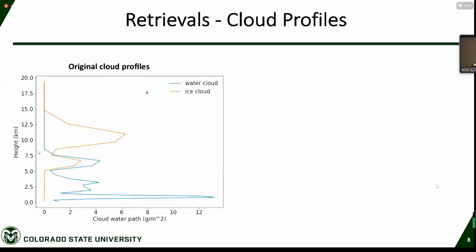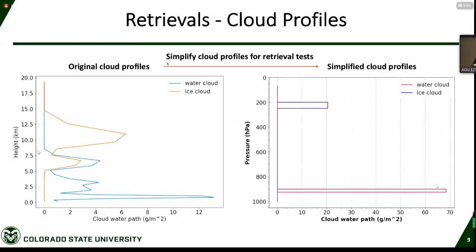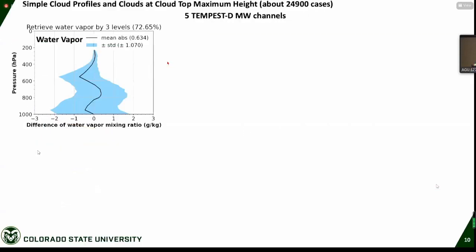This is an example of the cloud profile extracted from ERA5. As we can see, the original cloud profile is quite complex. In order to test our algorithm, we simplified the cloud profile into a single level of water cloud and a single level of ice cloud. This is the result using simple cloud profiles, and we also know the cloud top height.